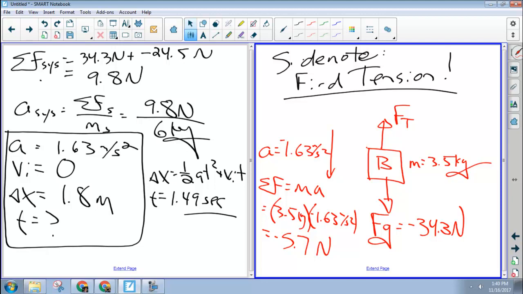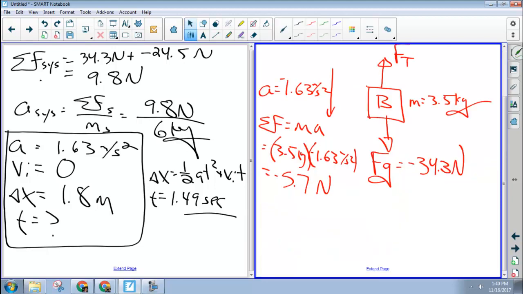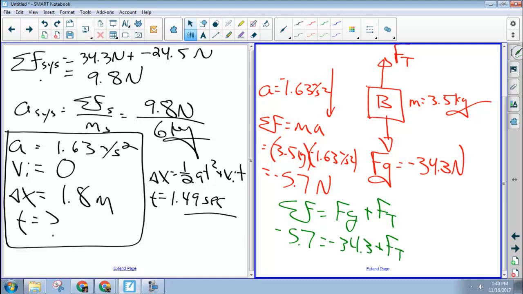Write the net force equation. Exactly. So here we go. Let's see. Net force is the force of gravity plus the force of tension. Negative 5.7 equals negative 34.3 plus the force of tension. So add the 34.3, and you get 28.6. There is your tension. Follow? Follow. Any problems with it? No.